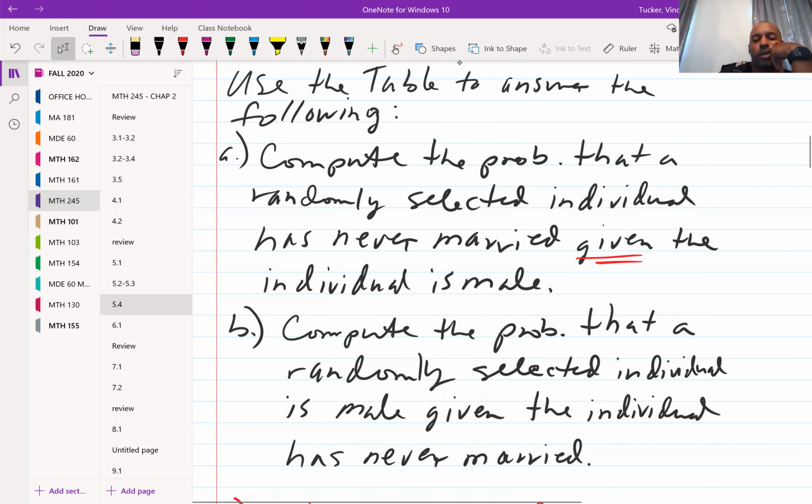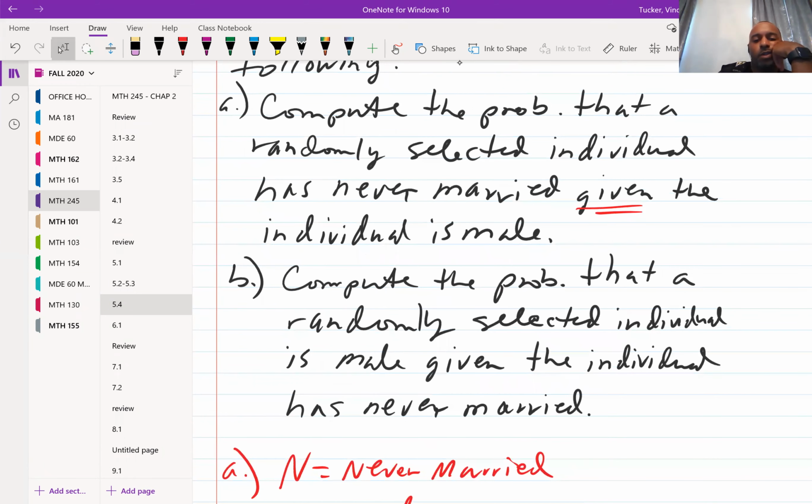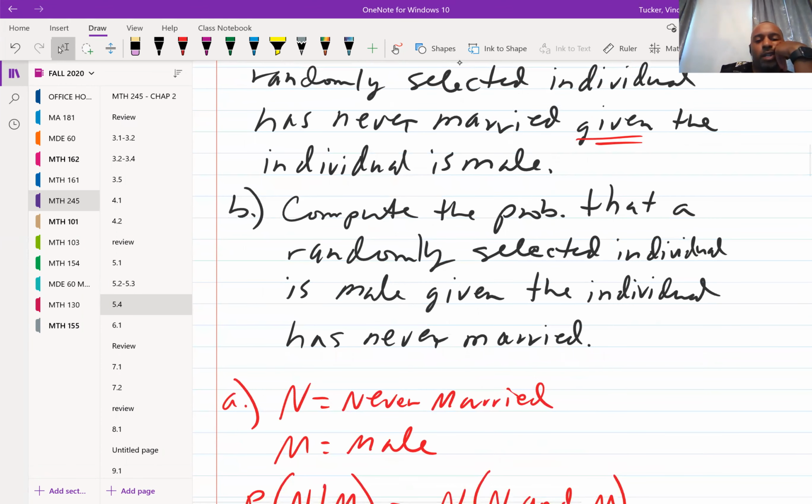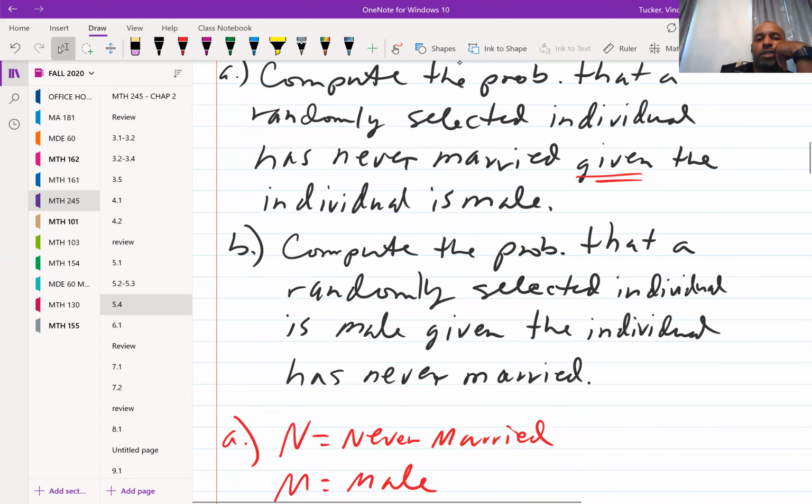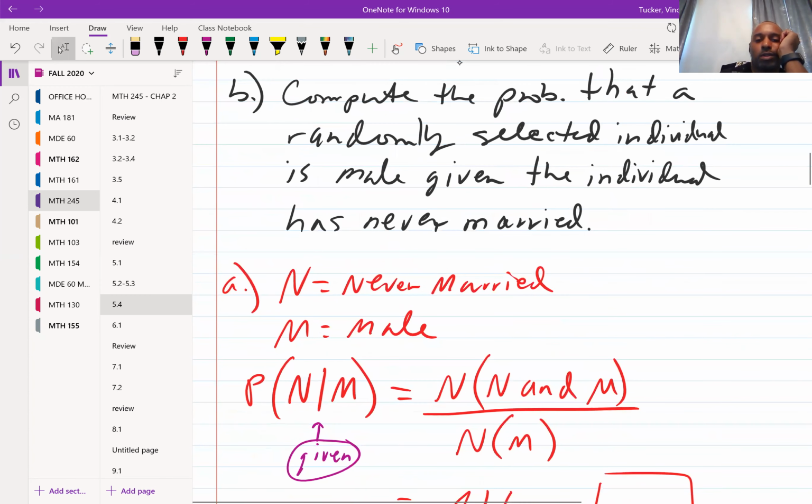All right. So I'm going to call N never married and M male. So what do you want us to find first? The probability that the randomly selected person chosen was never married, given the individual is male. So if you talk about never married, given male.